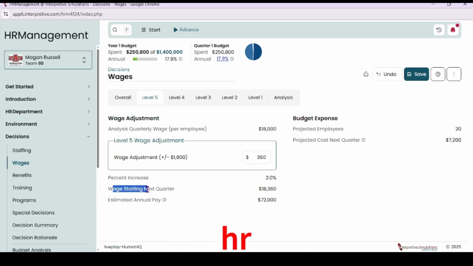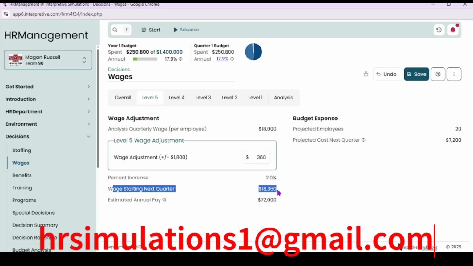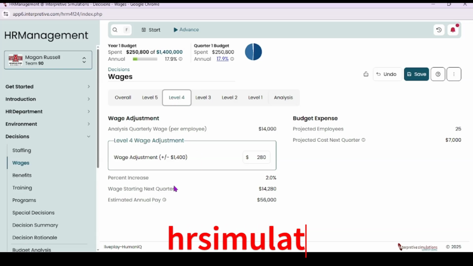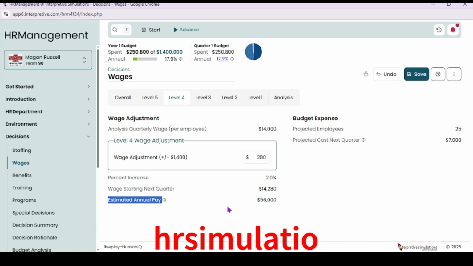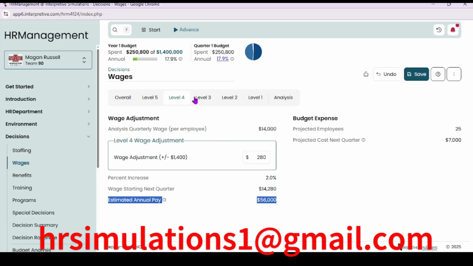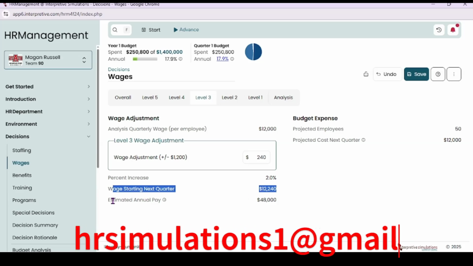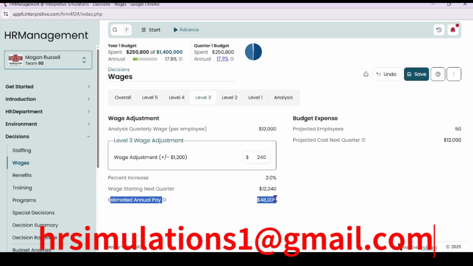For level 5, the wage starting next quarter is 18,360. Estimated annual pay is 72,000. So I'm just going to maintain it that way. Level 4, the wage starting next quarter is 14,280. Estimated annual pay is 56,000. Level 3, wage starting next quarter is 12,240. Estimated annual pay is 48,000.